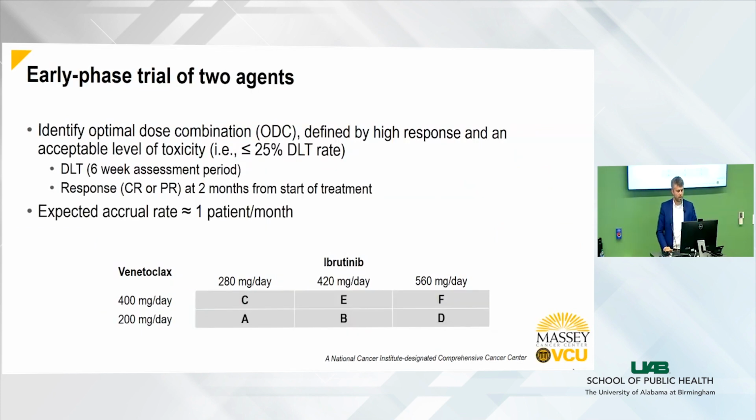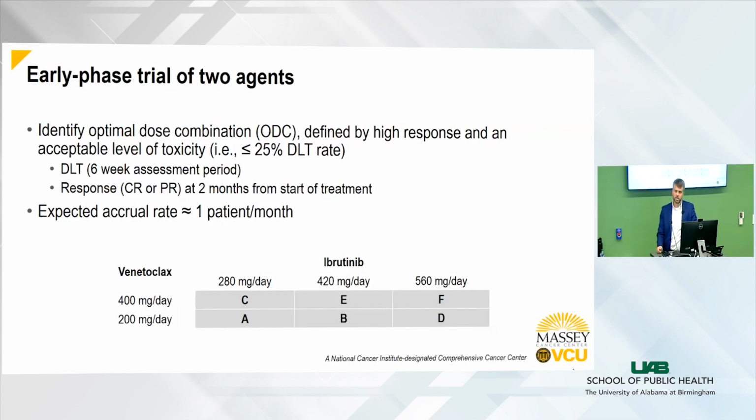Okay, so here's a little bit more about the trial, especially as it relates to endpoints and objectives. Our objective here was to identify an optimal dose combination defined by high response or efficacy, high response rate, and an acceptable level of toxicity, and that was defined with a less than or equal to 25% DLT rate. DLT window was a 6-week assessment period, and the response was a CR or a PR. That's complete response or partial response based on tumor shrinkage at 2 months from the start of treatment. So I got a 2-month endpoint, and this should put a little caveat next to this expected accrual.